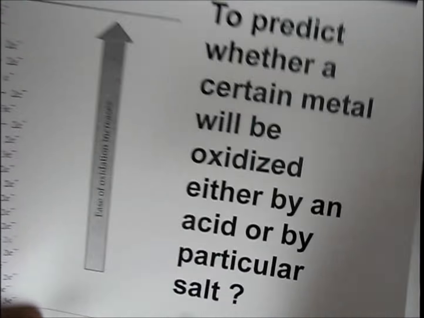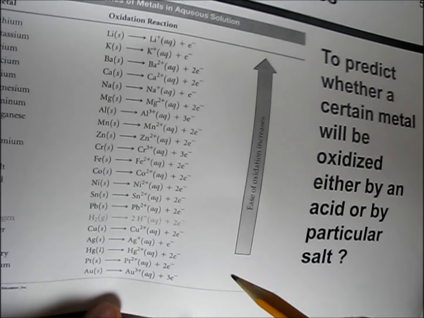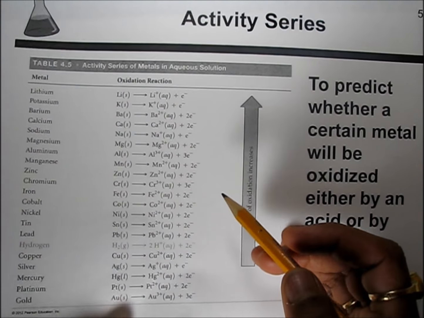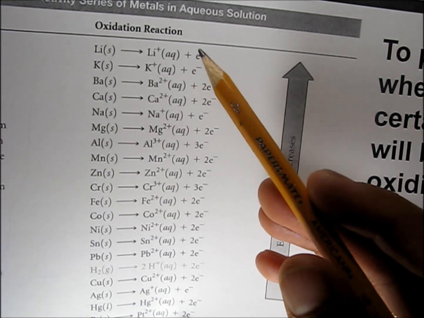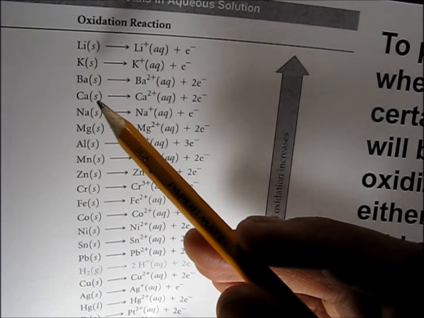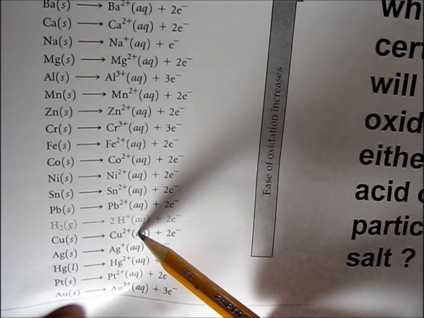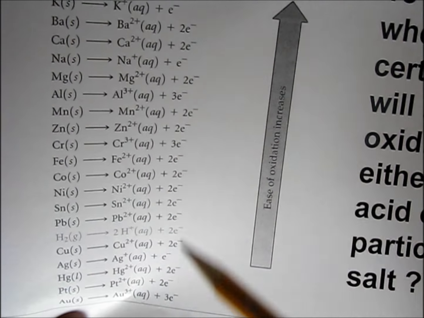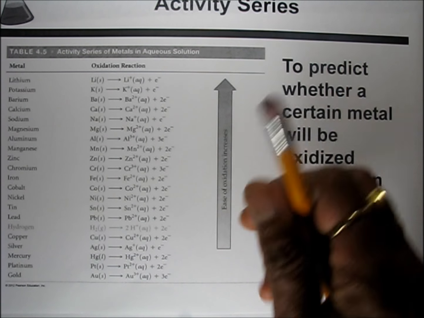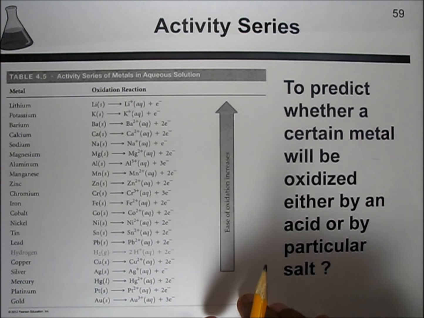And this big arrow says that ease of oxidation increases. Ease of oxidation increasing means as you move from bottom to top, the loss of electrons is easier. So lithium will easily remove the electron compared to aluminum, or potassium will easily remove the electron compared to calcium. In the same way, copper will lose electrons comparatively harder than chromium. If we move from top to bottom, loss of electrons is not easy. If I go from bottom to top, loss of electrons is easy, so the oxidation reaction becomes easy.